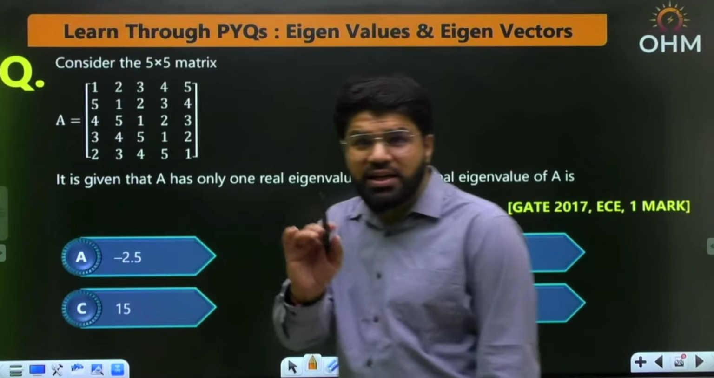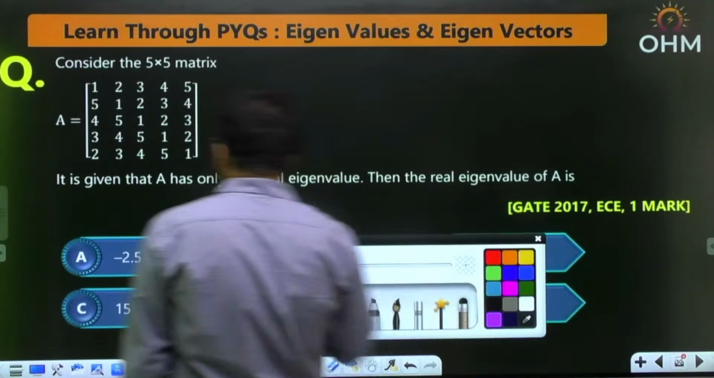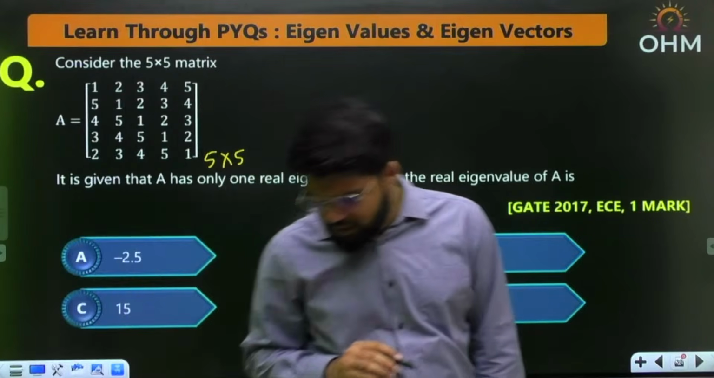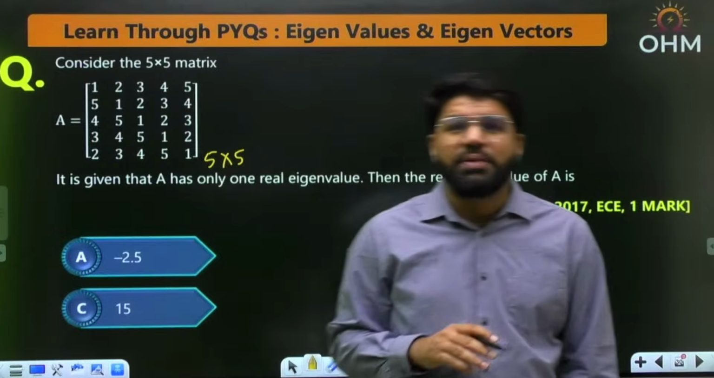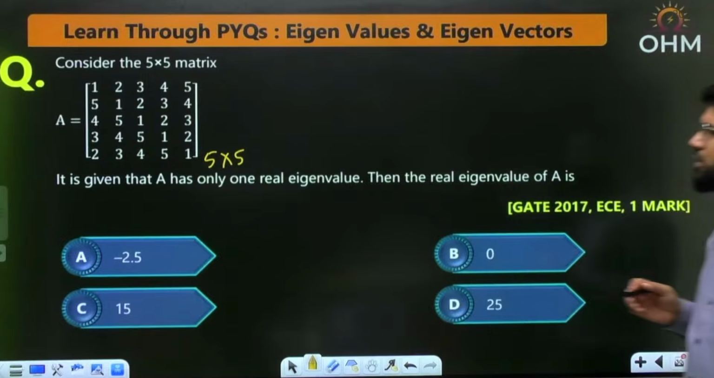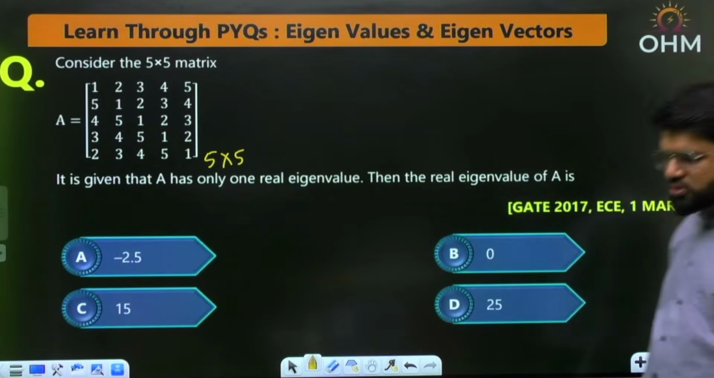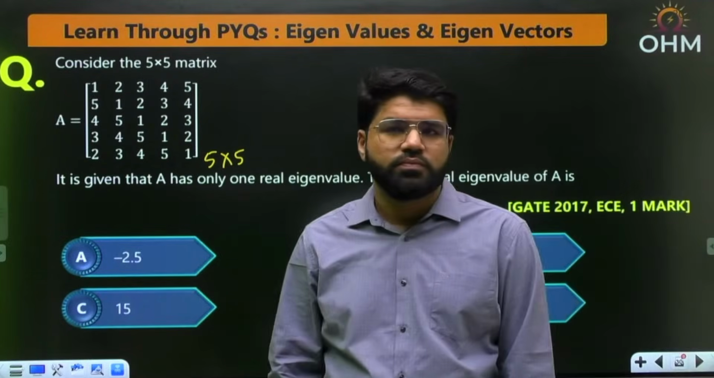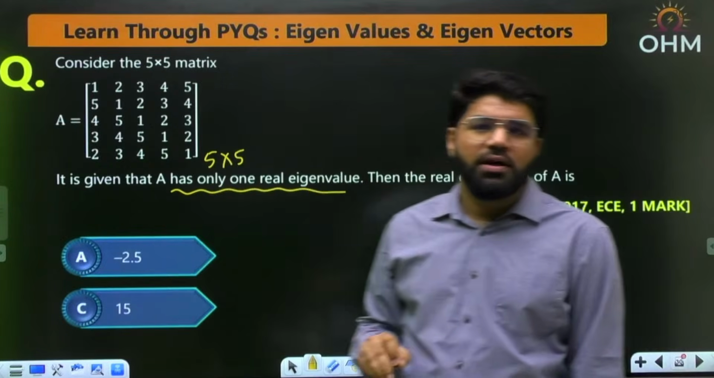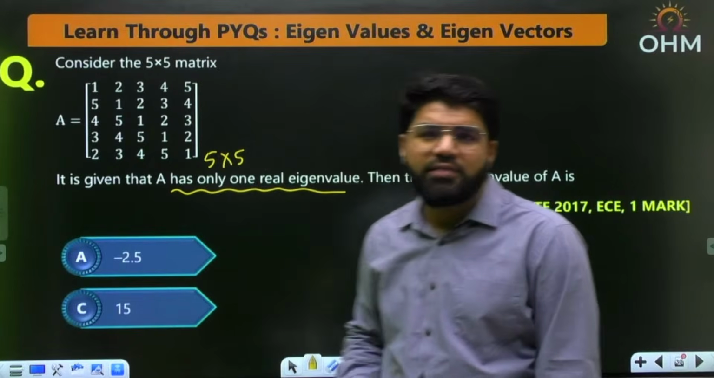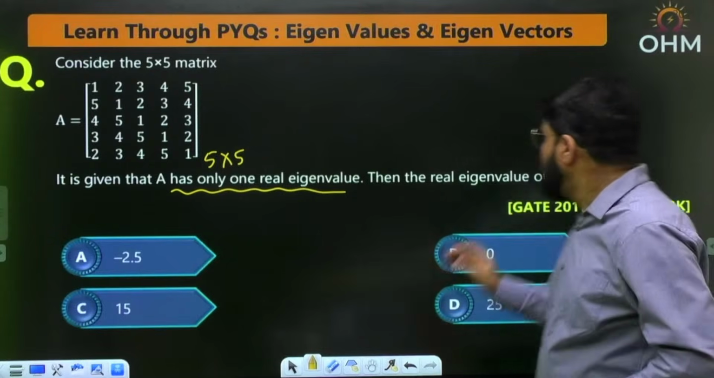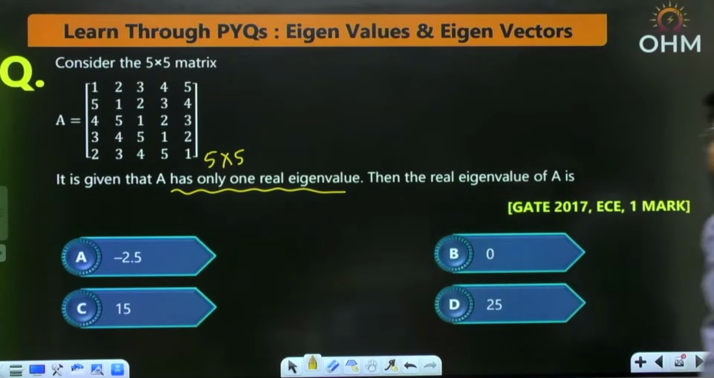It is given that. Now see, it is a 5 cross 5 matrix. Calculating all eigenvalues of the 5 cross 5 matrix will be actually lengthy. So, what we are supposed to do? Okay, the question says that A has only one real eigenvalue. They are not asking all 5. They have mentioned in data, it has only one real eigenvalue. What is that real eigenvalue?